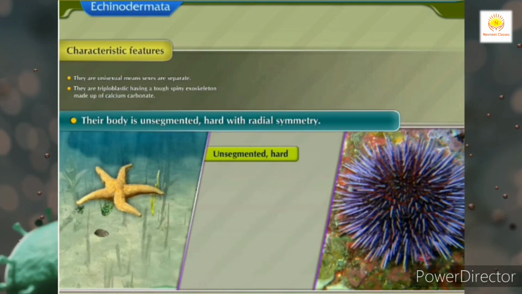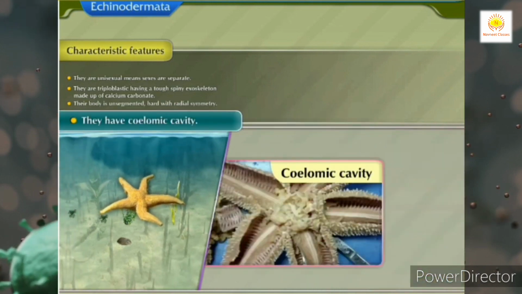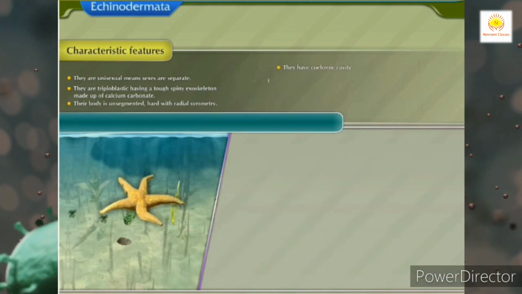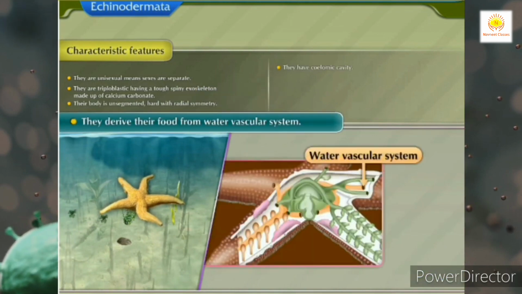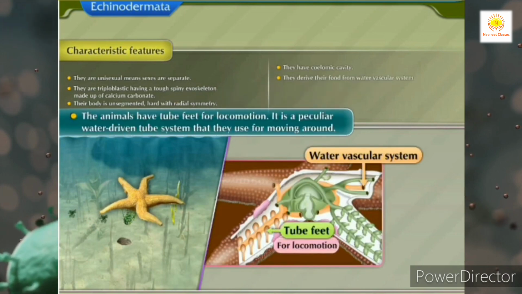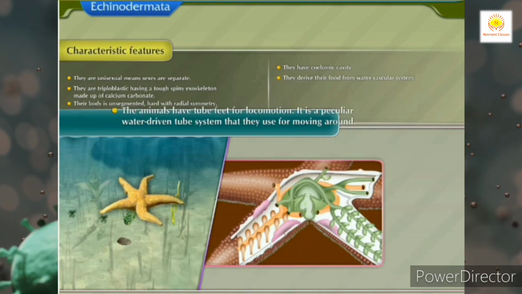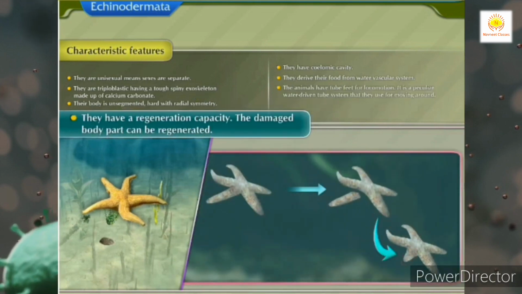Their body is unsegmented, hard, with radial symmetry. They have coelomic cavity. They derive their food from water vascular system. The animals have tube feet for locomotion. It is a peculiar water-driven tube system that they use for moving around. They have a regeneration capacity. The damaged body part can be regenerated.